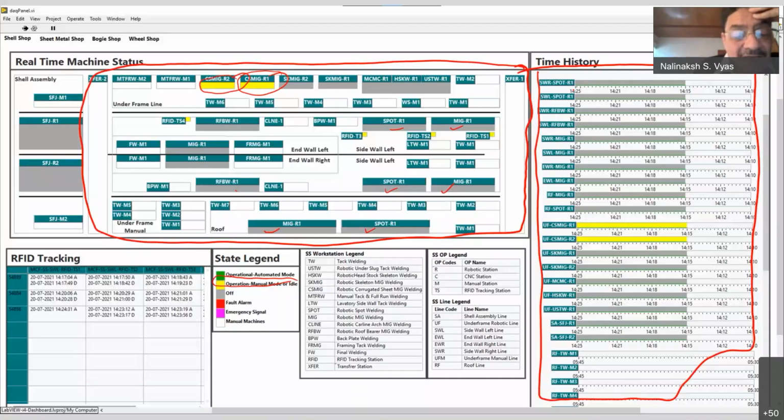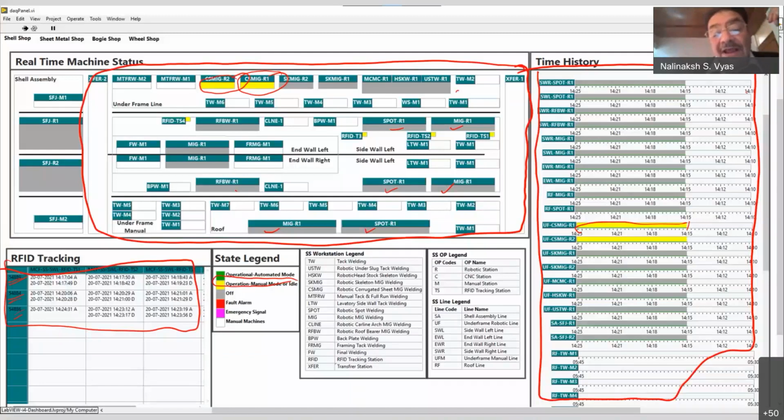Then there is RFID tracking. You have information from the component also coming in, that this is the RFID station here, left hand side you can see what time does the component enter and what time does the component get out of a particular station. This information is also there on the same snapshot, on the same screen in fact.